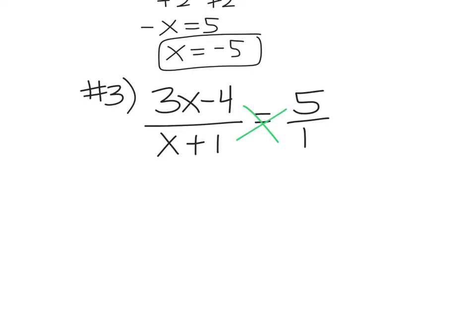All right, we're going to cross multiply. Here we go. 5 times x plus 1. Don't forget to distribute. Okay, you can write it as 5 parentheses x plus 1, but you don't need to do that step. We're beyond that. We're better than that.